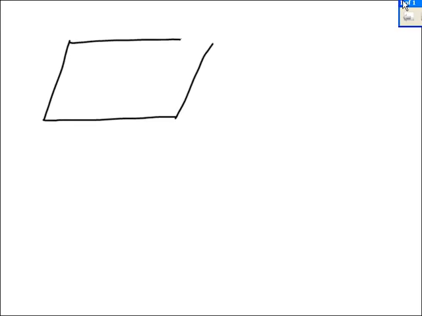Suppose we want the area of this parallelogram, and we have the base. Now, I claim that the area is just base times height, and the height is this piece right here. Now, it's a parallelogram. That means this side and this side are parallel and they're the same lengths.